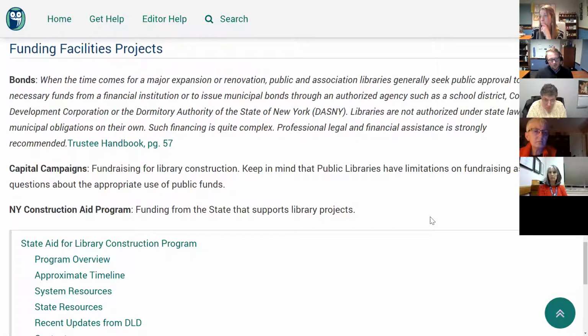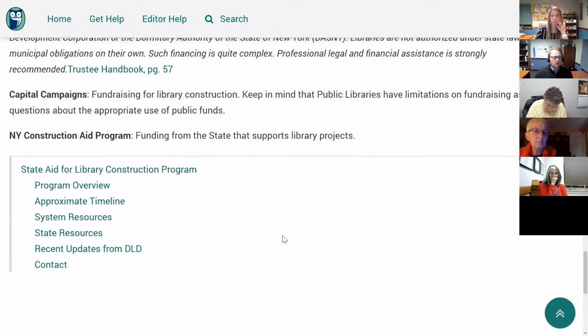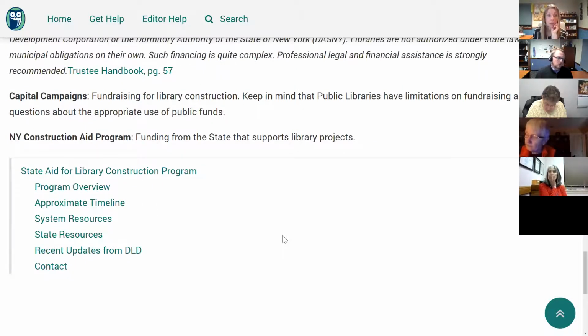And then the third funding source that we have on here is the construction aid program. Suzanne, do you want to give a quick overview of the aid program, maybe give a little plug for the upcoming workshop that you have coming up?